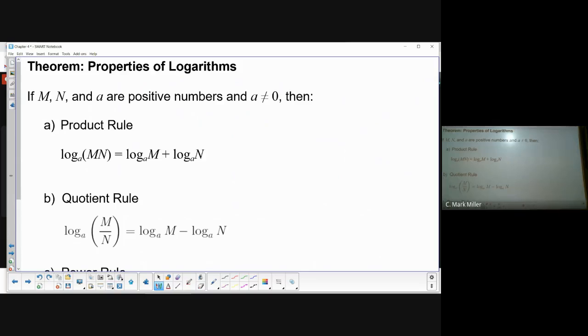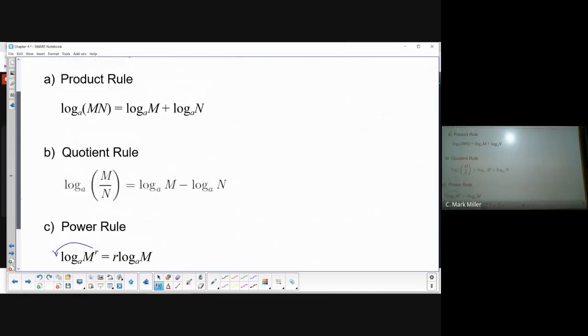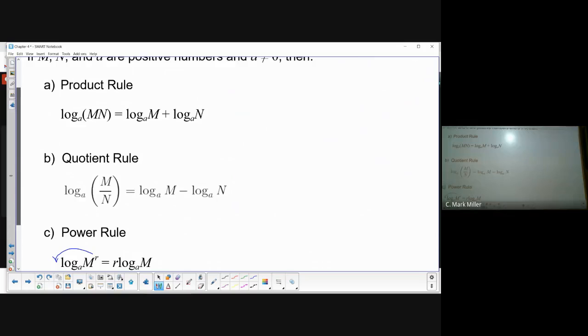So we have some properties of logarithms. We're going to be using these. Remember, fundamentally, a logarithm is an exponent. A logarithm is a power, and so logarithms behave like exponents. The log of a product is not the product of the logs. It's the sum of the logs. This does not equal log base a of m times log base a of n. The log of a product equals the sum of the logs.